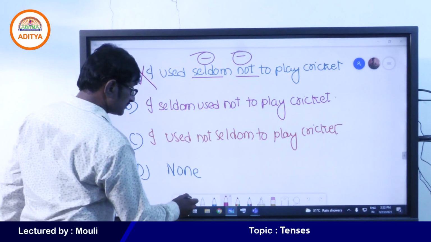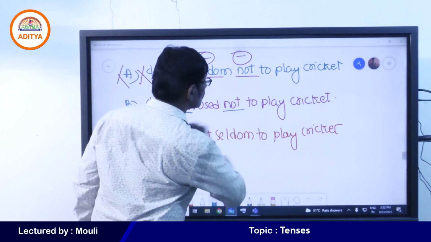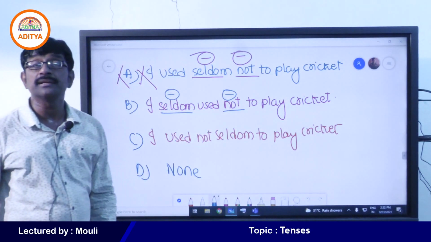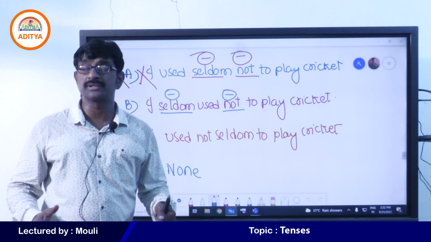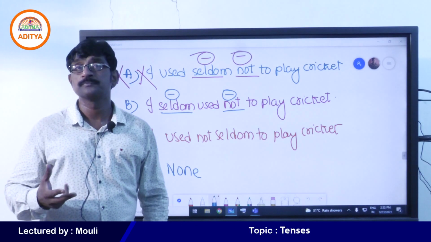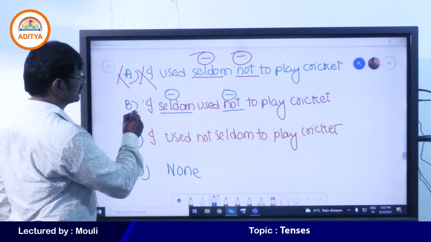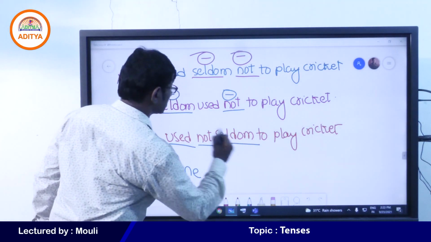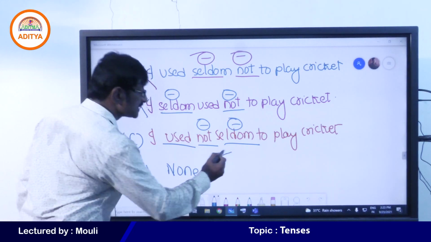And here also the same condition. You take now 'seldom', 'not'. Again, 2 negatives are there. So we already were told that when 2 negatives come in one sentence, that sentence will become invalid. So this one is also invalid. And here also the same condition: 'not', 'seldom', negative, negative. So this is also invalid. So the answer is none.